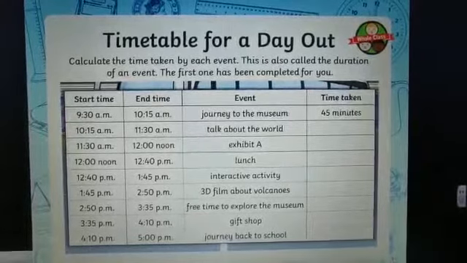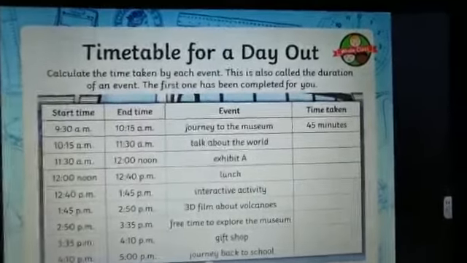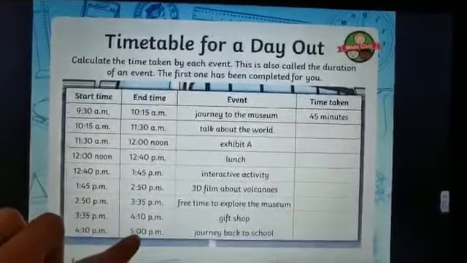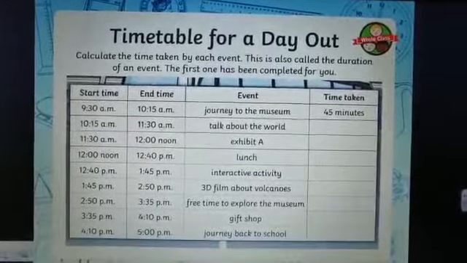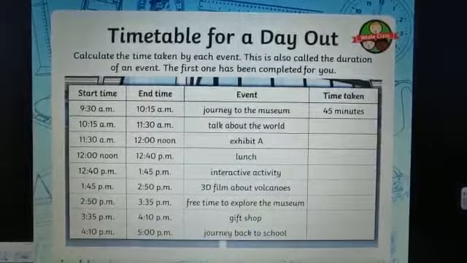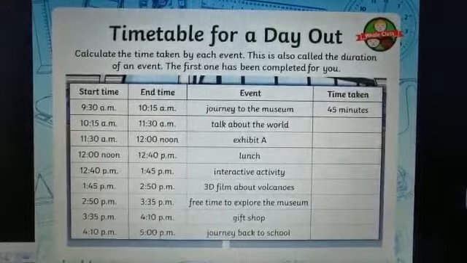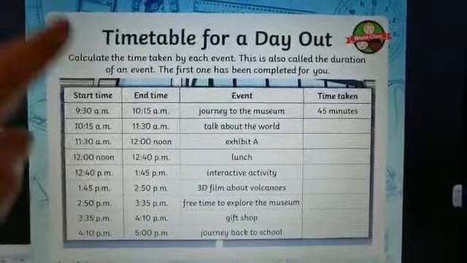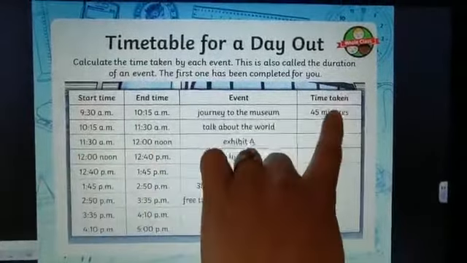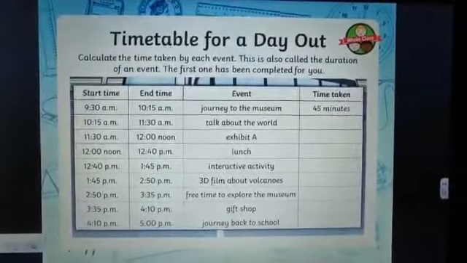So Year 3 have gone on a trip, on a day out to a museum, and it's a long day. They start their day at 9:30 and they finish their day at 5 p.m. So it is a very long day, and in that day they've got lots of things to fit in. So you can see the first event starts at 9:30 a.m. and we know that a.m. means morning, and the event is the journey to the museum, and they get to the museum at the end time of 10:15 a.m. and in this last column here it shows us how long that took. So that took 45 minutes.